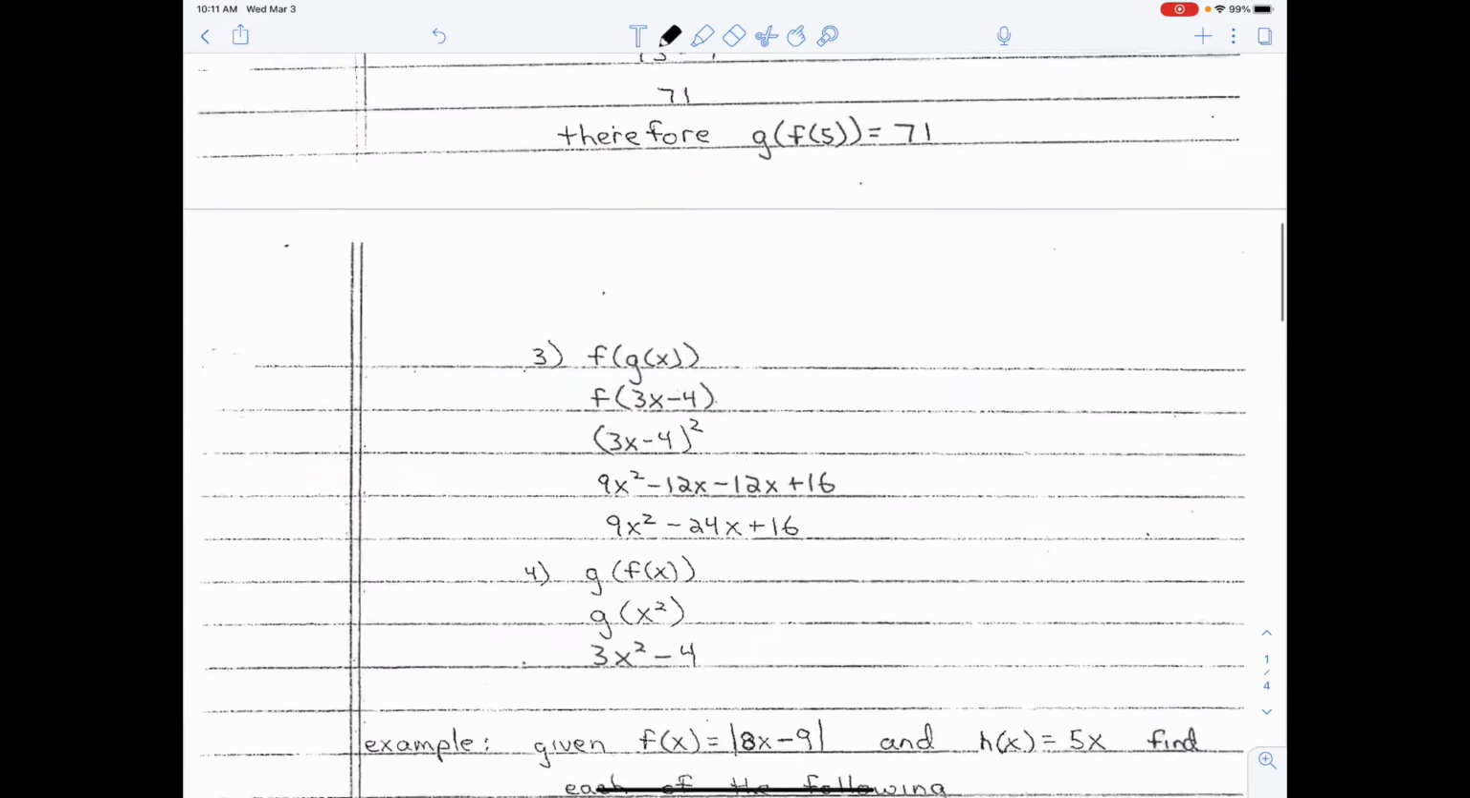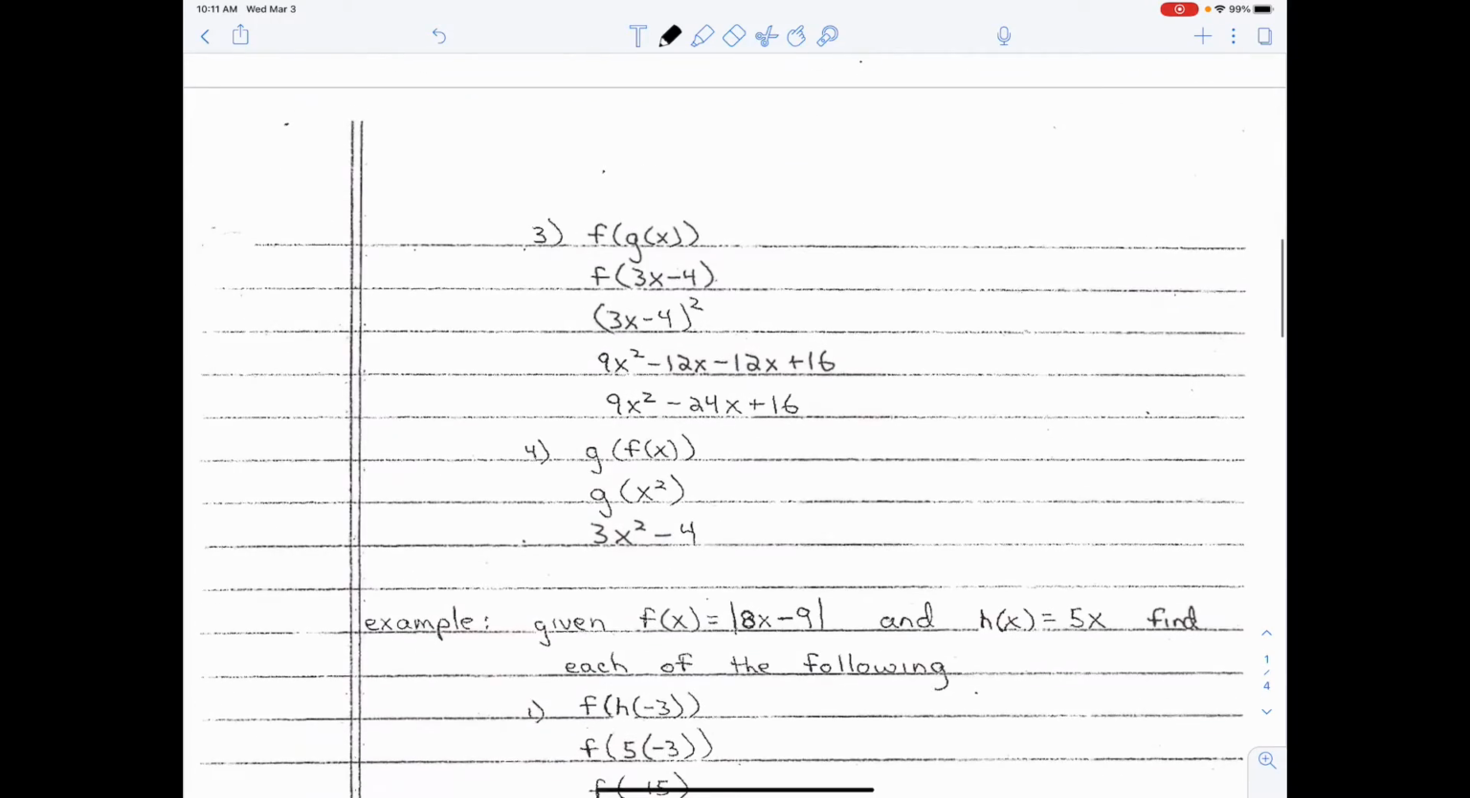Now, let's take f of g of x. Okay, let's do g of x first because that's what's in the parentheses. Notice there's no number there, so g of x is 3x minus 4. Now we take f of the whole thing, 3x minus 4. So we square 3x minus 4 because the f function says f of x equals x squared. So we take what's in the parentheses and we square it. And then to square it, you multiply it all out.